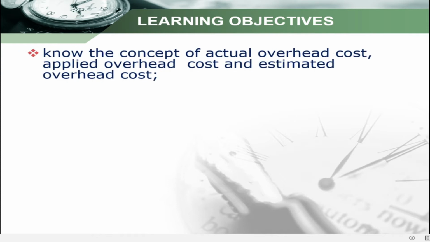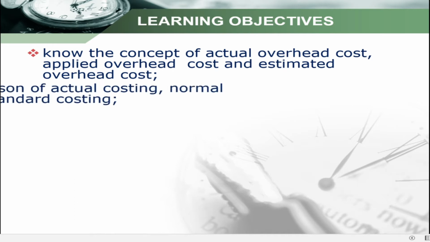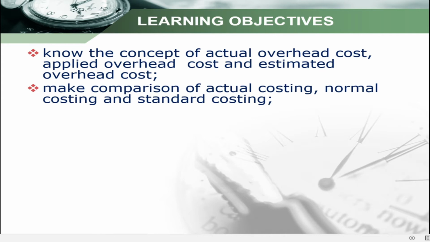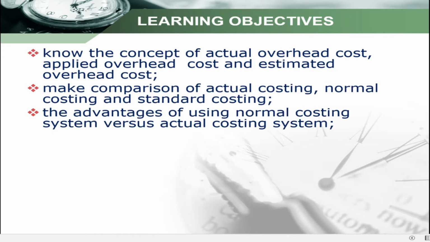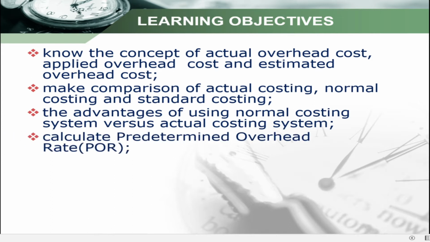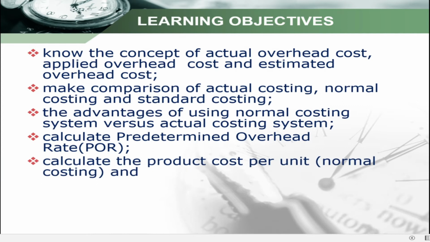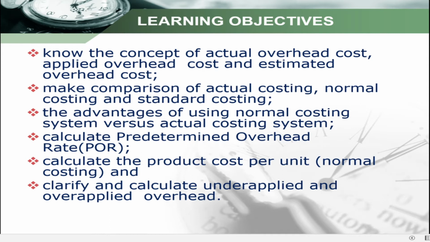At the end of this lesson, students should know the concept of actual overhead cost, applied overhead cost, and estimation overhead cost, make comparison of actual costing, normal costing, and standard costing, the advantage of using normal costing system versus actual costing system, calculate predetermined overhead rate, calculate the product cost per unit, and clarify and calculate under-applied and over-applied overhead.